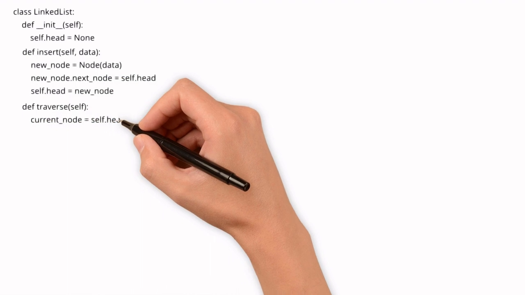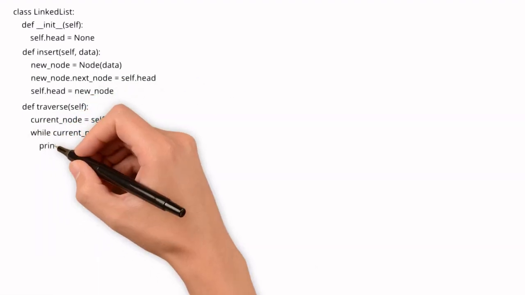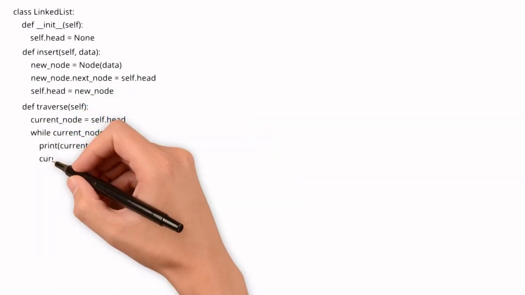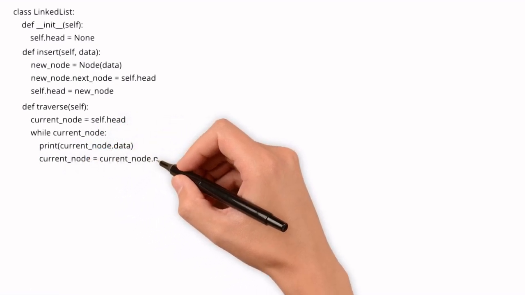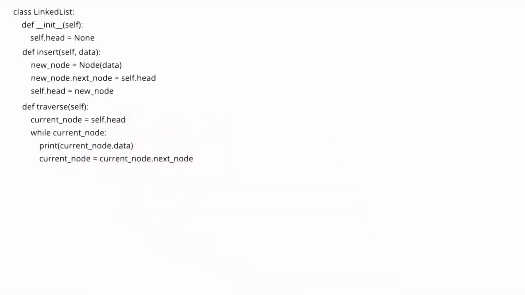Traversal. To traverse the linked list, we start with the head node and follow the next_node references until we reach the end of the list. We can print out each node's data attribute as we traverse the list. This code starts with the head node and sets current_node to head. Then, it enters a loop that continues until current_node is None. Inside the loop, it prints the data attribute of the current node and sets current_node to the next_node of the current node.